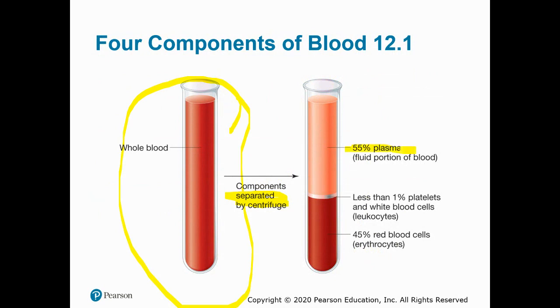So you'd see the majority of blood is in that plasma form, so that fluid portion. And then next most abundant is the red blood cells. So 45% is the erythrocytes. And those two combined, the plasma and the erythrocytes, make up 99% of your blood. So then the 1% that's left is a combination of platelets and leukocytes, or white blood cells.